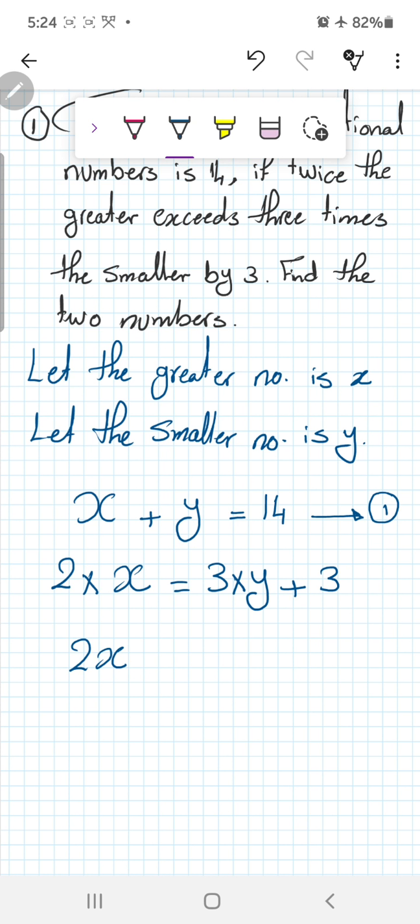As we said in lesson 1, order the equation. So here x and y inside together equals the whole number. So move 3y to the other side by negative 3y equals 3. And this is equation number 2.